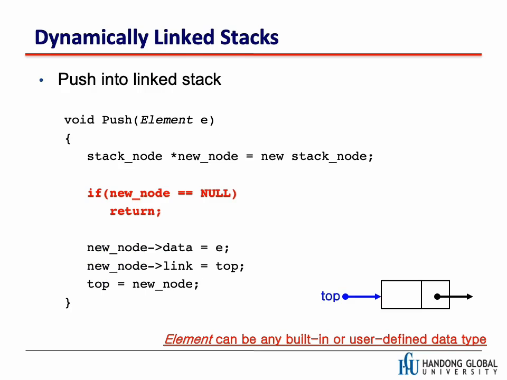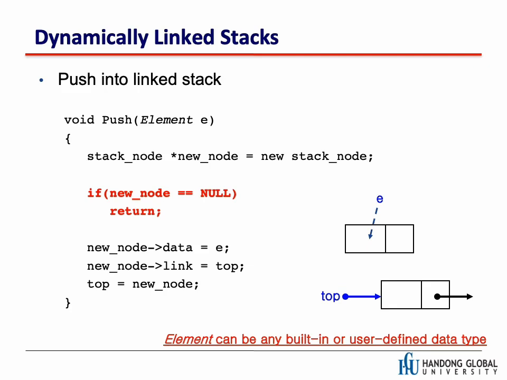Okay, let's implement a push operation with a linked list. So in this function, we pass one element, E, and E is the element of this stack. And we allocate memory space for a new node. Okay, and then if the new node is null, it means we are out of memory space, so we cannot push anymore. Once we have memory space for a new node, then we assign the data. So E will be copied to the new node data.